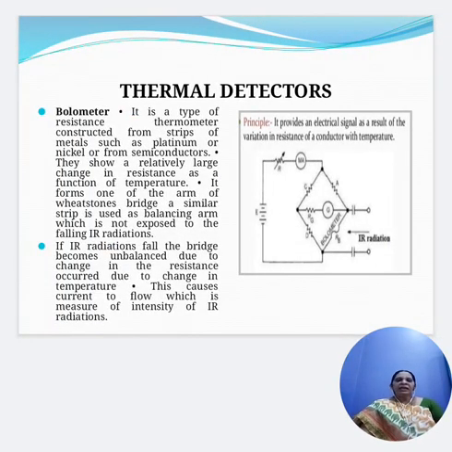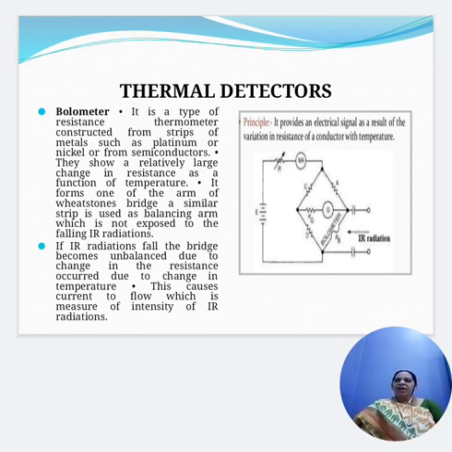The second thermal detector is the bolometer. A bolometer is a type of resistance thermometer constructed from strips of metals such as platinum or nickel, or from semiconductors. They show a relatively large change in resistance as a function of temperature. It forms one arm of the Wheatstone bridge, and a similar strip is used as a balancing arm which is not exposed to the falling infrared radiation.